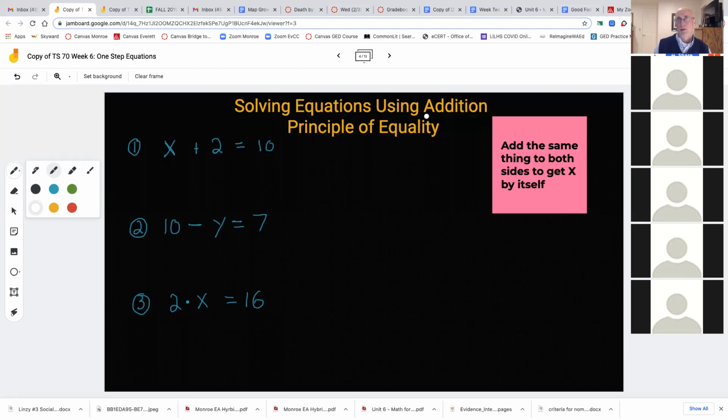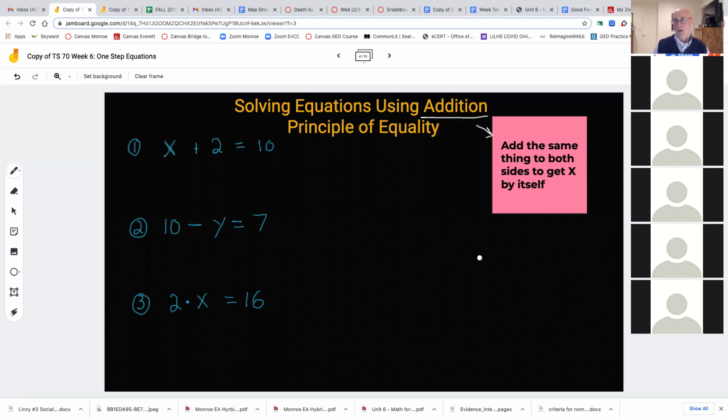So the first kind of rule here, it says in yellow up here at the top, solving equations using the addition principle of equality, okay? And the addition principle, I have this little note here in pink here. Add the same thing to both sides to get x by itself, okay? So that's the principle, is that you can add the same thing to both sides to get x by itself.